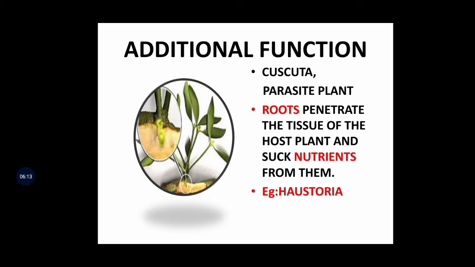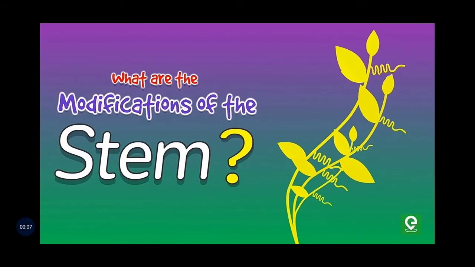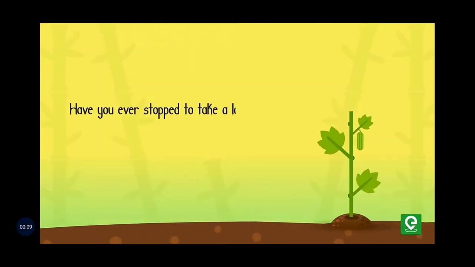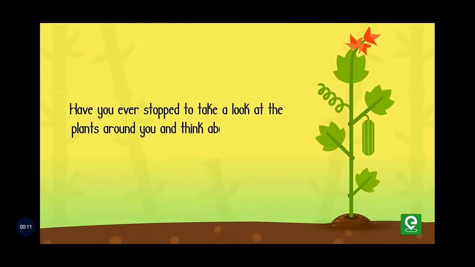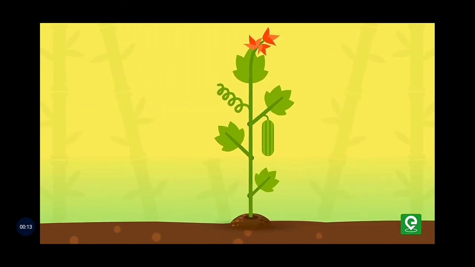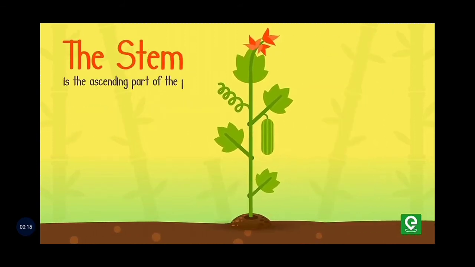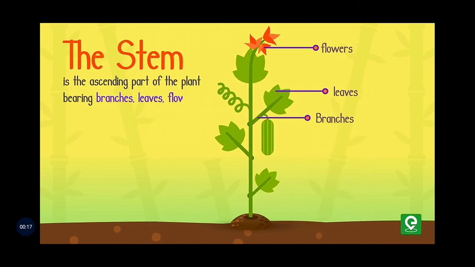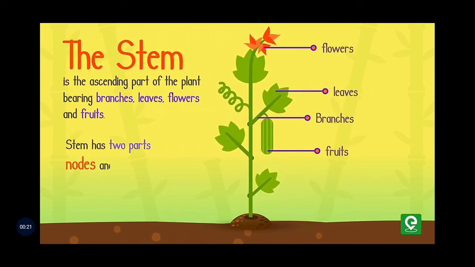Next, we are going to see about stem modification. Have you ever stopped to take a look at the plants around you and think about the stems? The stem is the ascending part of the plant bearing branches, leaves, flowers, and fruits. The stem has two parts, nodes and internodes.